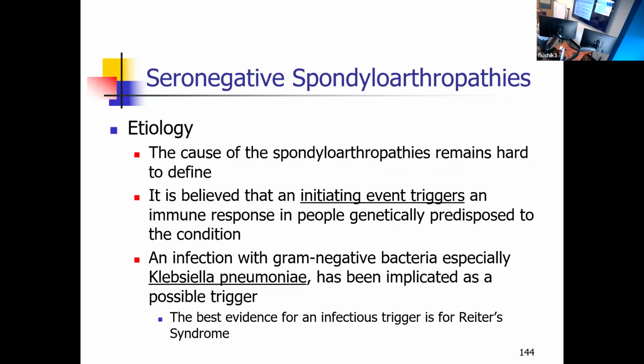Well, the etiology, as with anything, as we mentioned before, is hard to define and it's unknown. But we do know out of these four spondyloarthropathies, one of them is definitely linked to an infectious agent. In this case, a gram-negative bacteria, which is Klebsiella pneumoniae. That's the one that tends to be the bacterial agent, and that's the one that's connected to how everything takes off. All the other ones we really don't know, but there is a genetic predisposition.